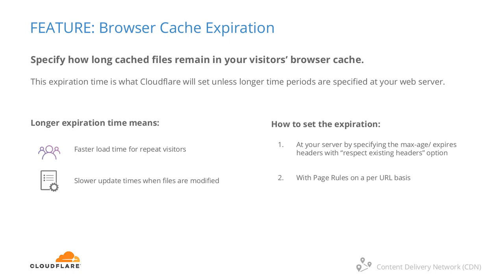So browser cache expiration sets how long your visitor's browser should hold on to a copy of those assets, just like those images, style sheets, etc. that I talked about earlier. So this expiration can be set on your Cloudflare dashboard, but you'll want to take into account that a longer expiration may mean a faster load time for your visitors, but conversely slower update times when those files are modified. And this can also be set by your server using cache control headers in tandem with the respect existing headers option. All right, so now let's talk about development mode.